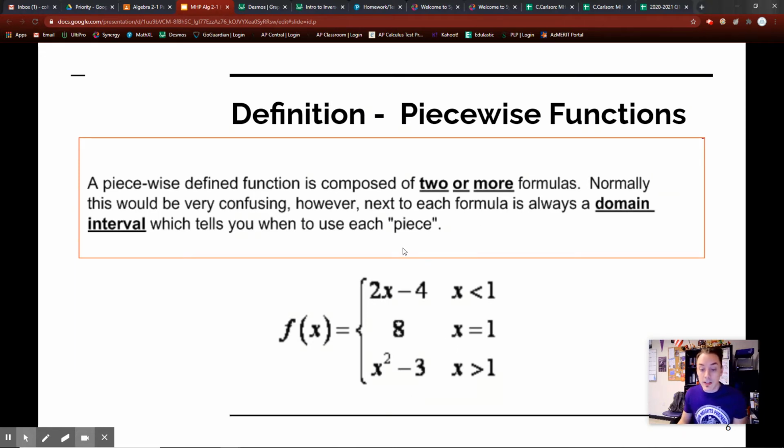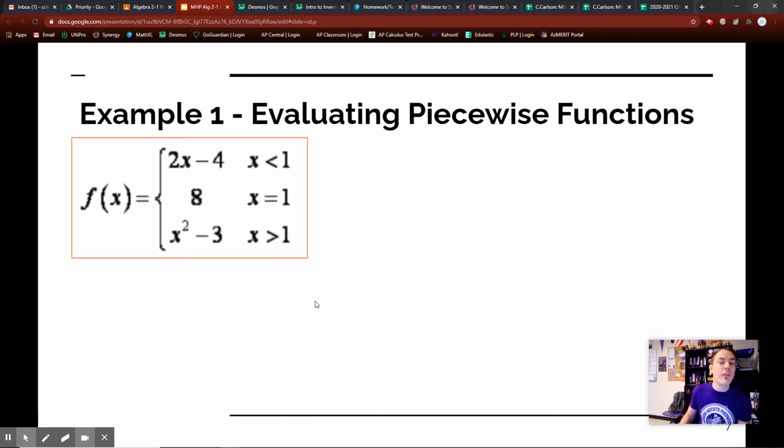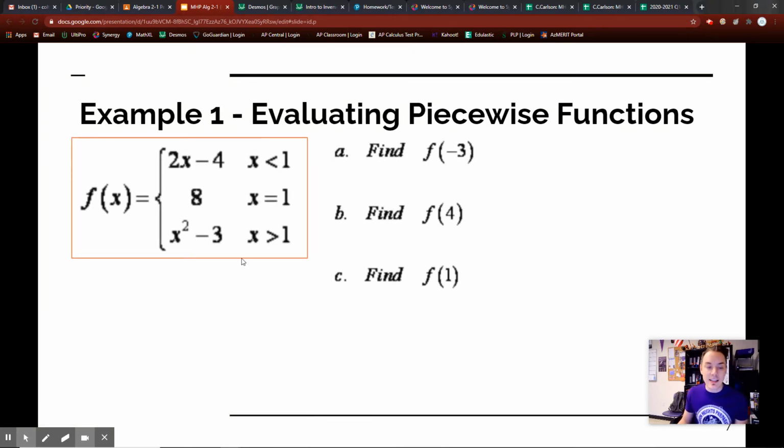So that's what we're doing here. We're going to take pieces of functions and put them together. But before we get to that, let's take this piecewise function, and what we're going to do is evaluate it. What I mean by evaluating is finding the output. Now this is actually really simple. What we're going to be doing is plugging in something.